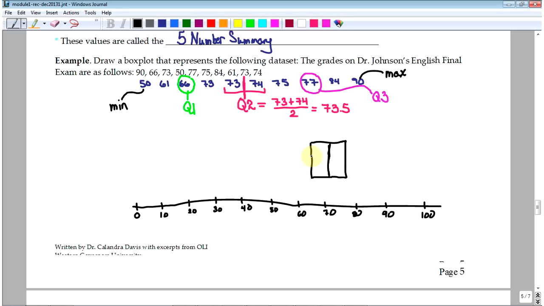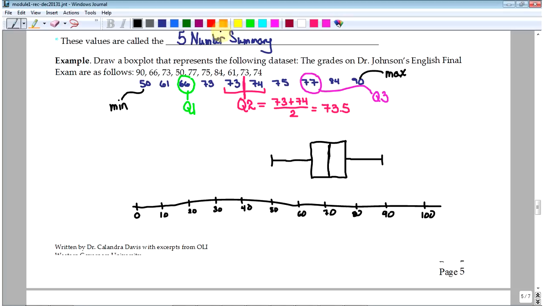Okay, so now to get the whiskers, we draw a line and we stop at the minimum. And sometimes a point is drawn there, sometimes it's just a little vertical line. Okay, we do the same thing on the right side. We draw a line to our max, and then we draw a little vertical line there.